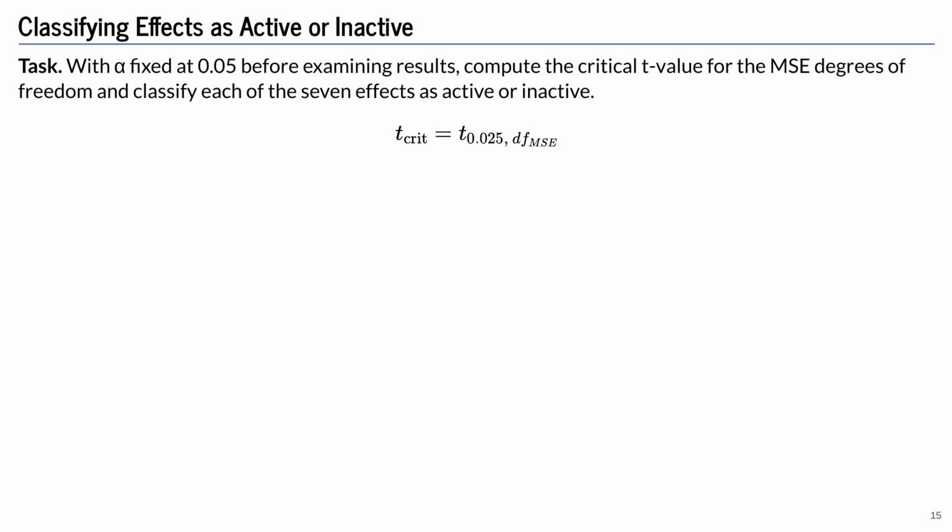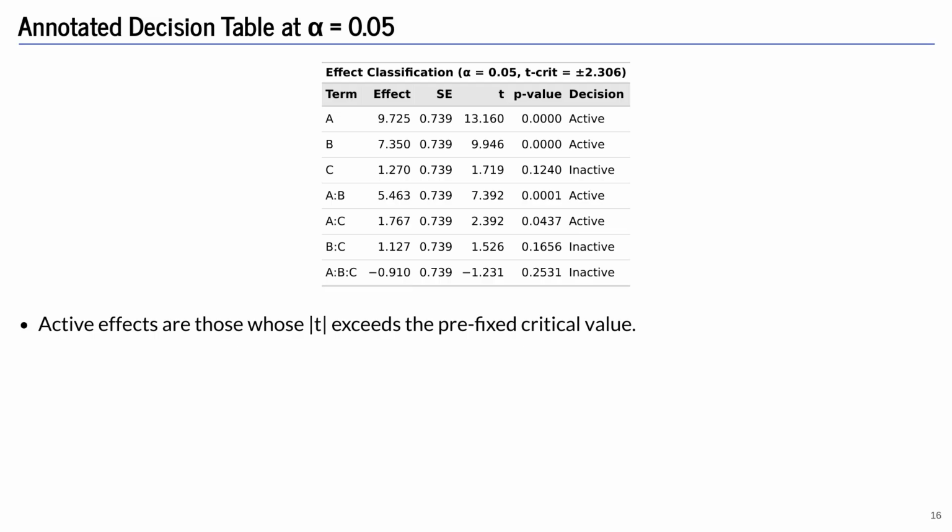With alpha fixed at 0.05 before we examine anything, we compute the critical t-value for the MSE degrees of freedom from the full model. Any effect whose absolute t-statistic exceeds that critical value is classified as active. Any effect below it is classified as inactive. Let us apply that rule to all 7 effects. Here is the annotated decision table.